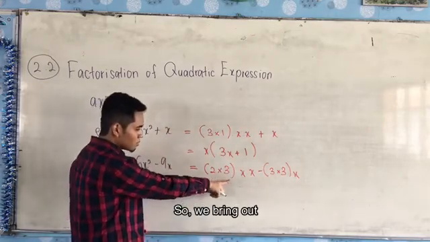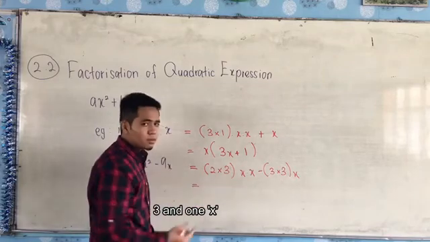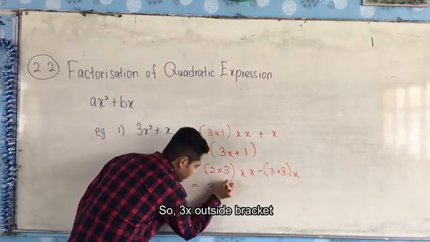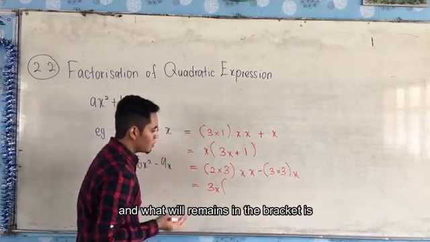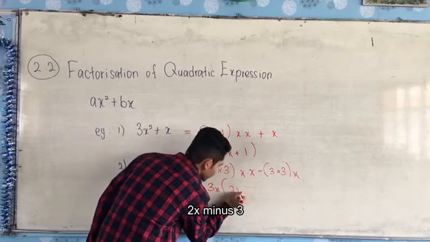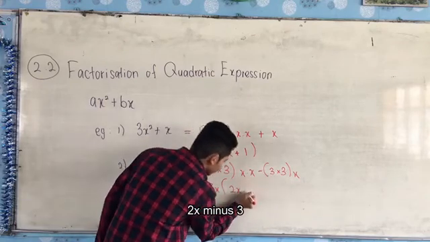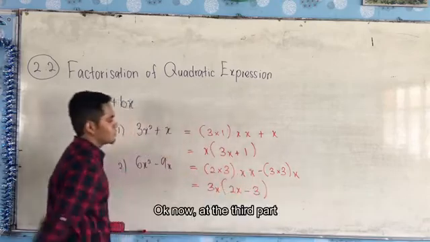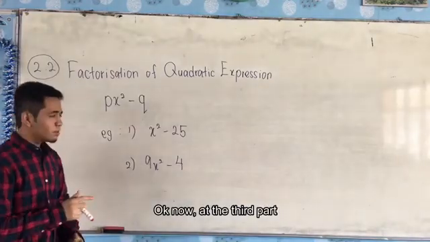So we bring up 3 and what else? So 3x outside the bracket, and what will remain in the bracket is 2x minus 3.